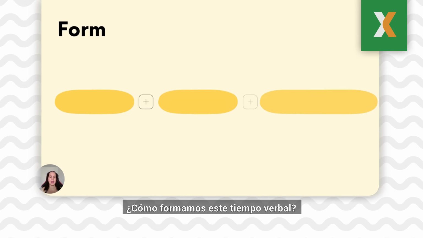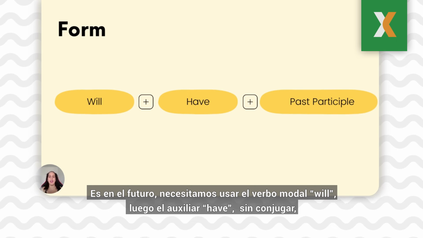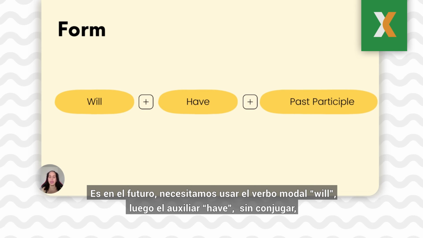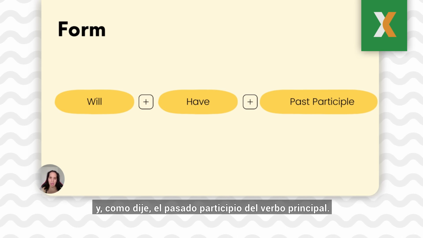How do I form this tense? It's a future, so you will need the modal verb will. Then you will have the auxiliary verb have, no conjugation. And then, as I said, always the past participle of the main verb.